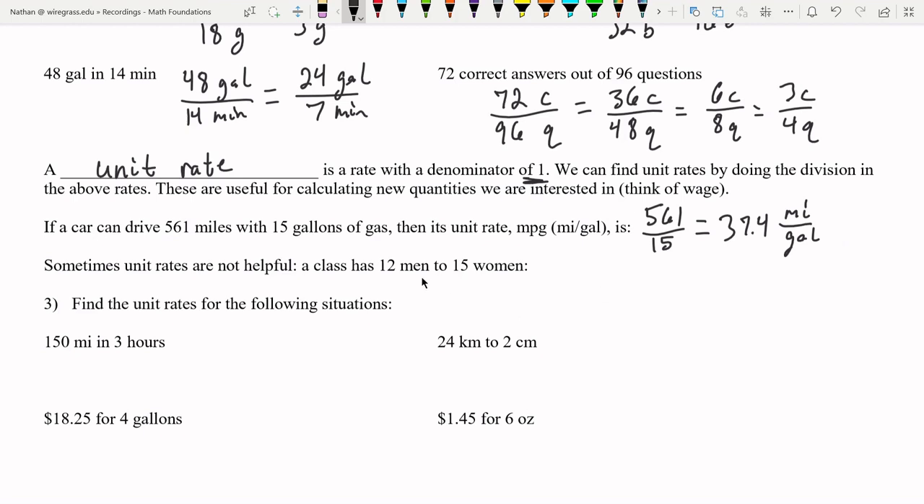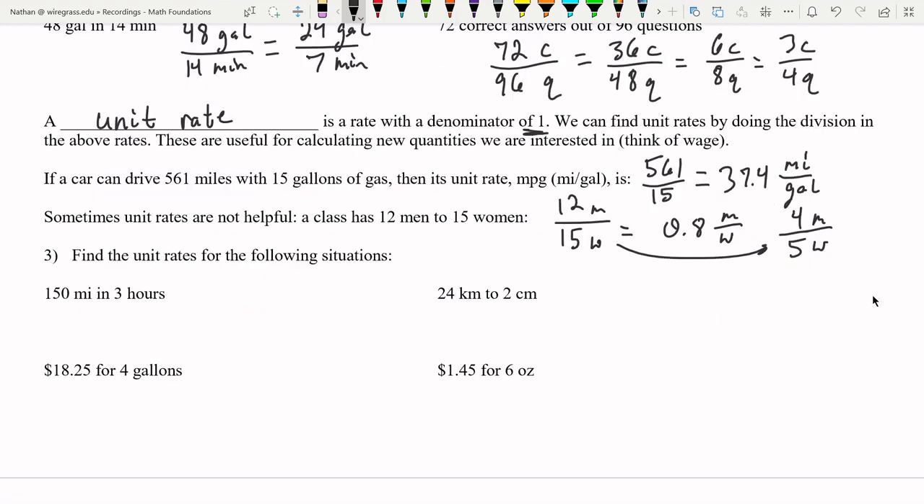Now, some unit rates are not helpful, like this one here, 12 men to 15 women. A unit rate for this one, if I just do 12 divided by 15, I get 0.8 men to every 1 woman. But of course, you can't have 0.8 of a man. So that's the reason why this rate is probably better to think of in terms of dividing top and bottom by 3. It's going to give us 4/5 men to women. So that's probably a better way of thinking about that one. But for the rest of these, just do the division, and that will give us the unit rate.